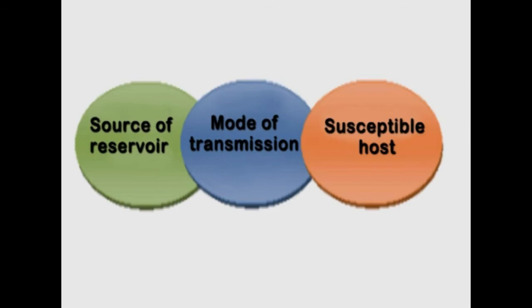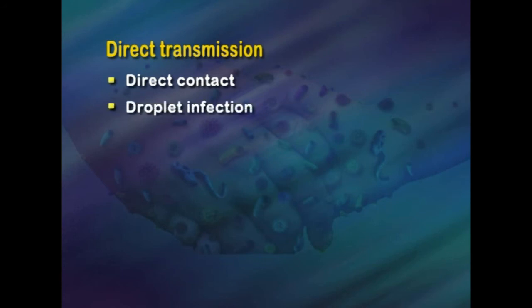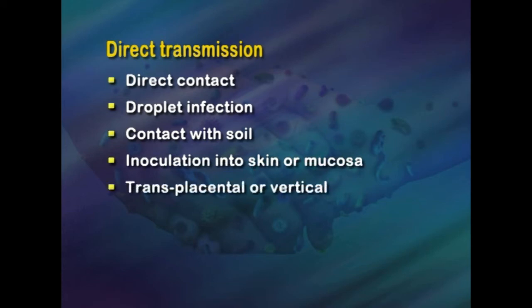Coming to the infection spread, the communicable diseases are transmitted from the reservoir to the susceptible host. Source of the reservoir. A reservoir is defined as any person or animal or arthropod, plant, soil, substance or combination of these in which an infectious agent lives and multiplies. Mode of transmission includes direct transmission and indirect transmission. Direct transmission further includes direct contact, droplet infection, contact with soil, inoculation into skin or mucosa, transplacental or vertical.